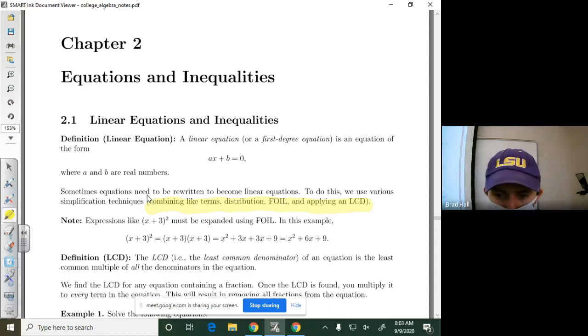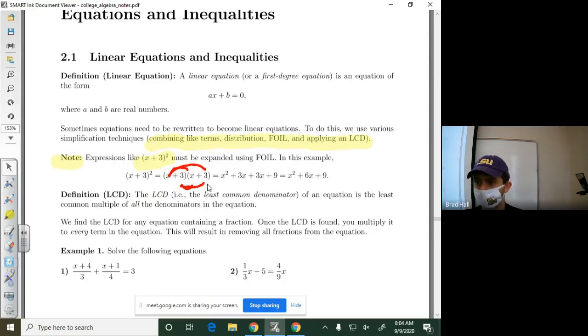I did give a note that if you have an expression like x plus 3 squared, it's not x squared plus 3 squared. I wrote down right below it how you have to handle that via distribution, or via FOIL, rather. So just a heads up with that. You might find a lot of stuff in here to be review, and if so, this section might not be too bad.